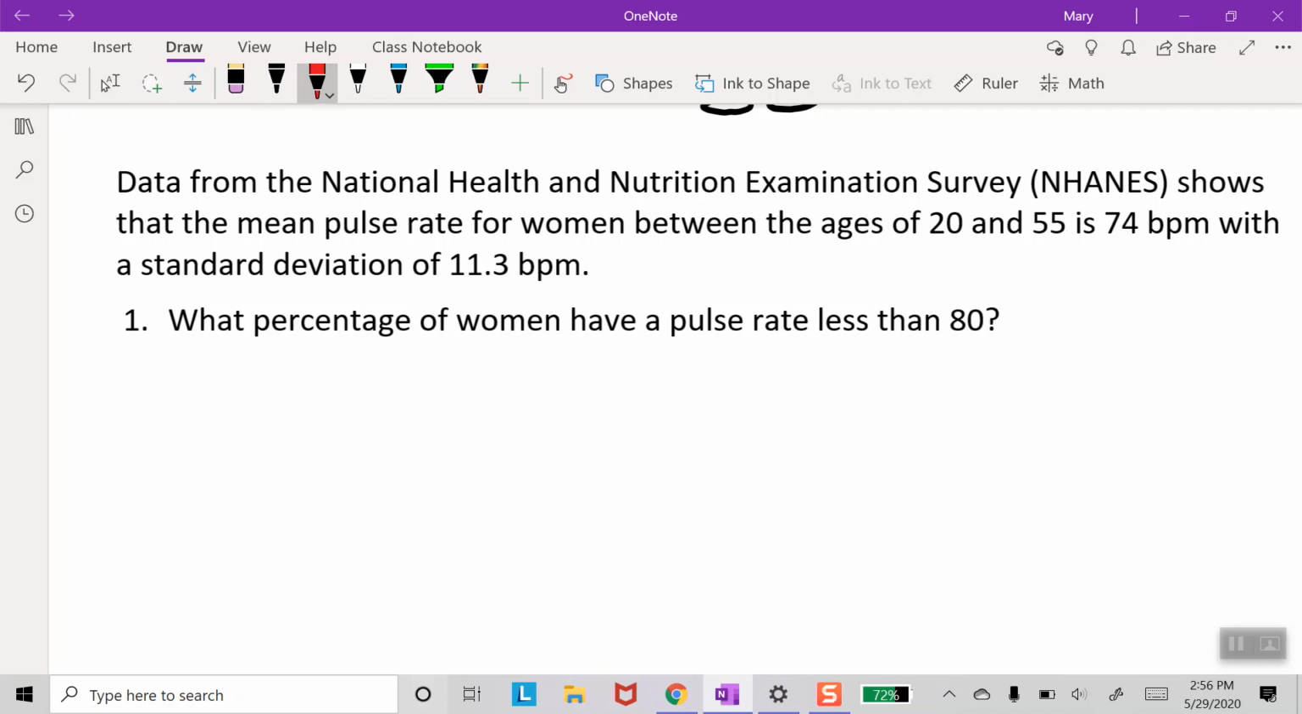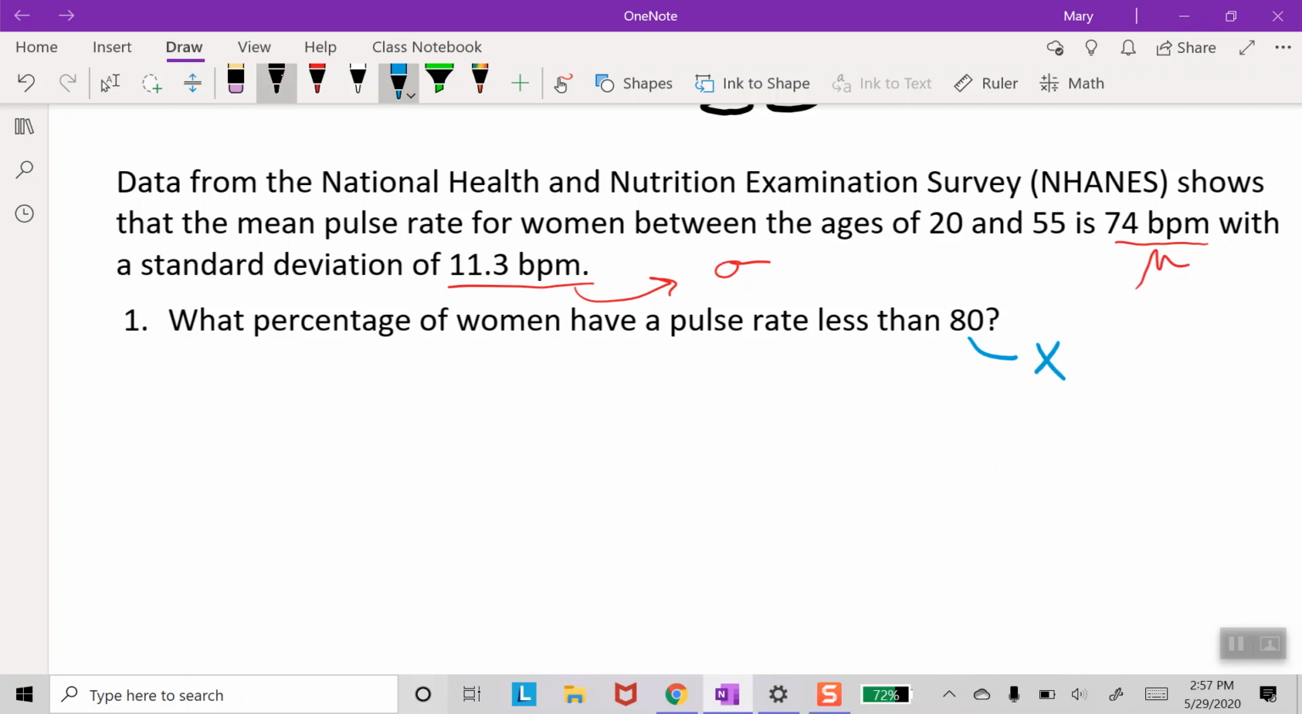The first thing I want to do is identify some keywords in the problem. Some extraneous numbers here, but it said there was a mean of 74 beats per minute and a standard deviation of 11.3 beats per minute. So that's important to note. And then when I look at the actual request, it says, what percentage of women have a pulse rate less than 80? So 80 here is going to be our X. Actually, label this X.